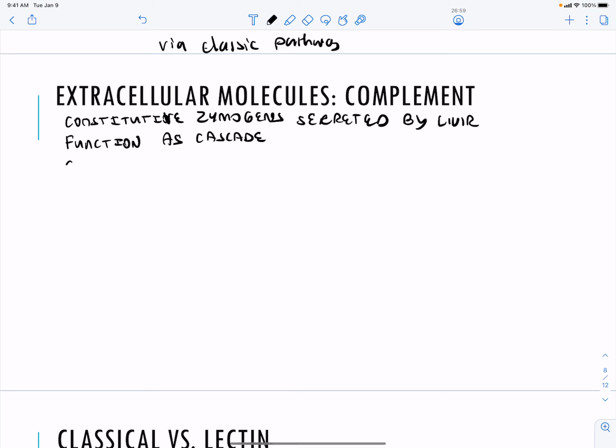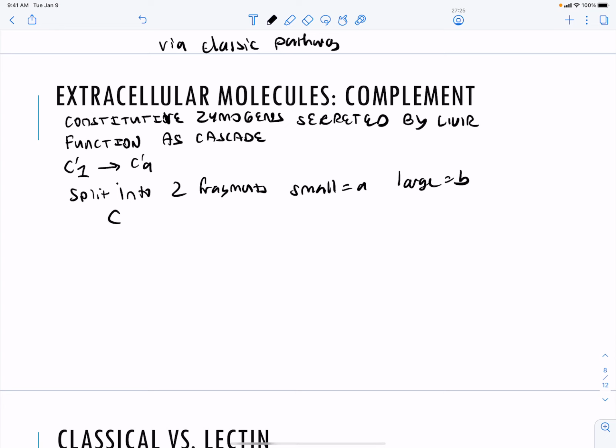There are complement components 1 to complement components 9. So there are 9 complement components. We're going to have some split into 2 fragments. The small is A, and the large is B. And so, for example, you have C3 will become C3A plus C3B. C3 is a key complement component, which we'll talk about.